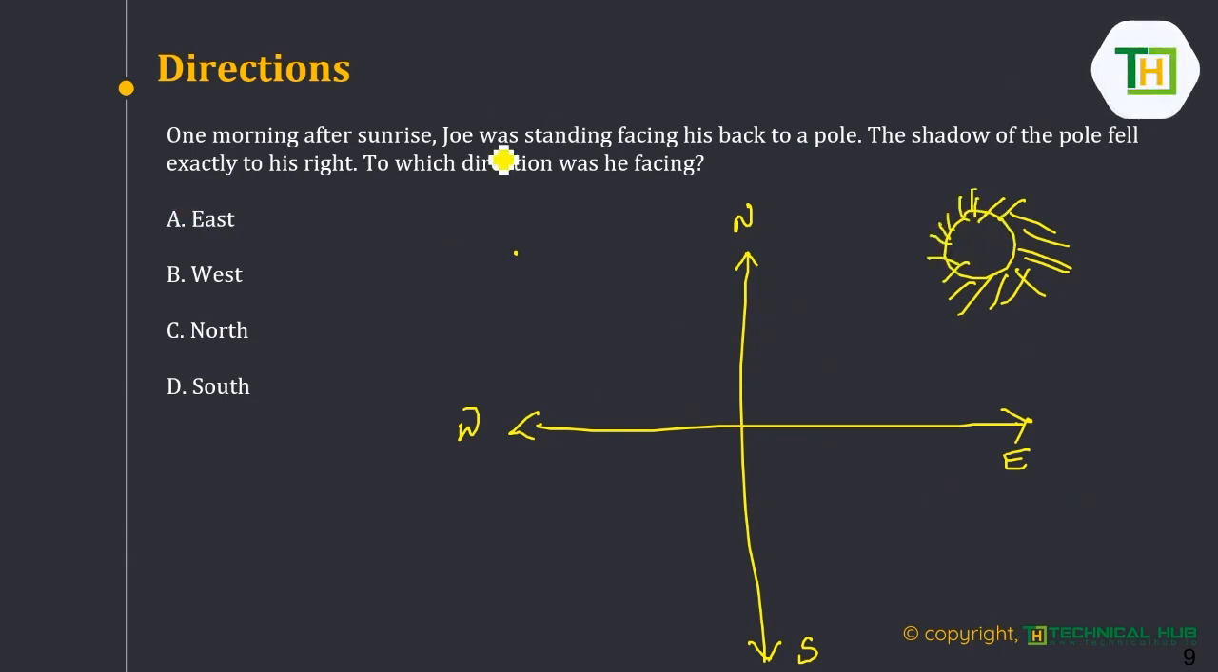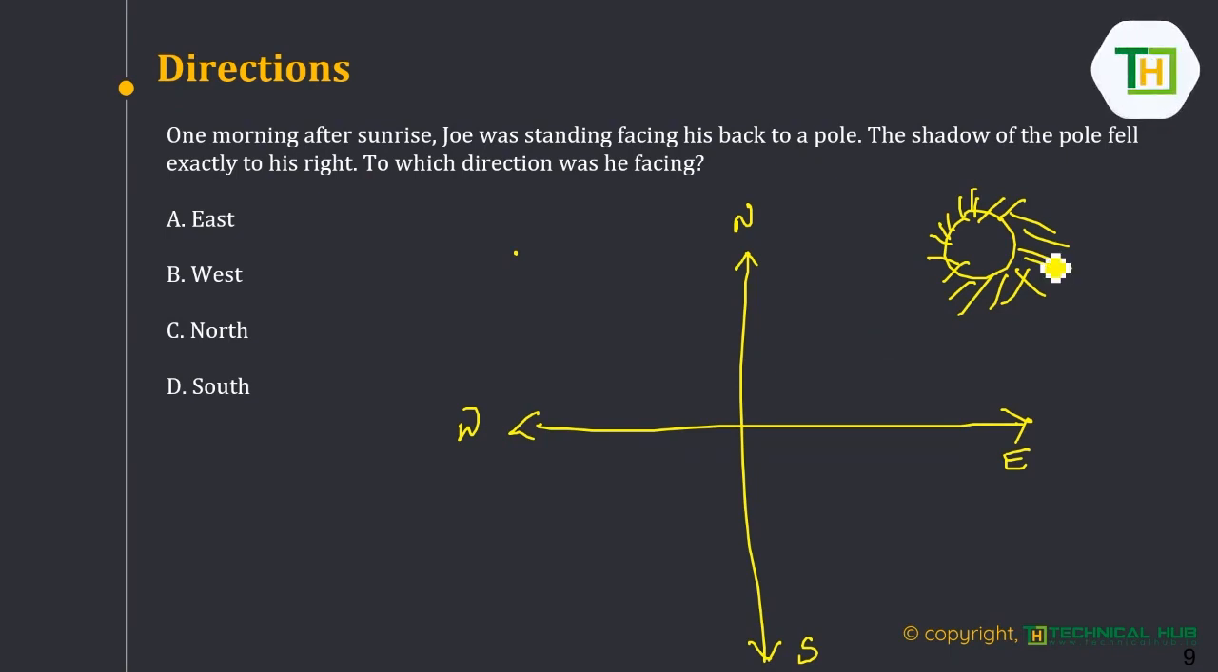So Joe was standing facing his back to the pole. The shadow of the pole fell exactly to his right. The shadow of the pole fell on Joe's right side, he says. So to which direction is he facing?